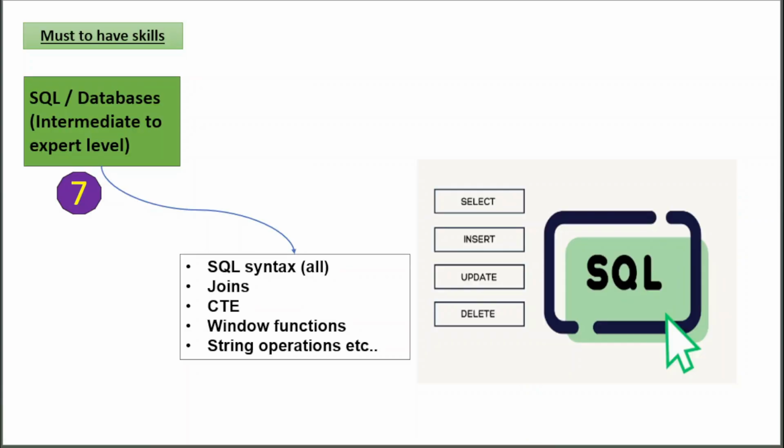Now coming to the must-have skills. Here, point number 7 is SQL and databases, which is the backbone of data engineering. Without knowing SQL, you cannot even think of becoming a data engineer, because currently there is a lot of data available in the form of structured data, and SQL is the only way to query that data. Even if the data is not structured, there are tools and technologies available in the market which will allow you to write SQL-like syntax to fetch any format of data. So knowing SQL is very important.